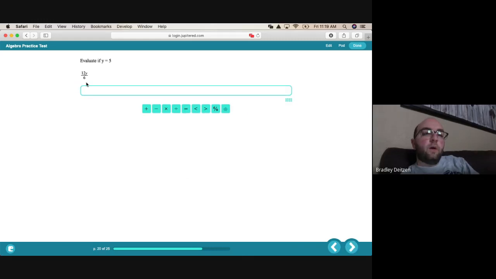Next, 12y over 6. All right, so to start on top, we have 12 times y, so 5 times 12, that's 60. You could think of this as an improper fraction, 60 over 6, or this is another way of just showing 60 divided by 6. That's 10.